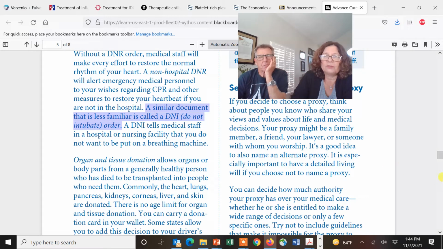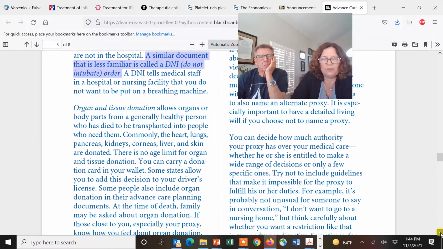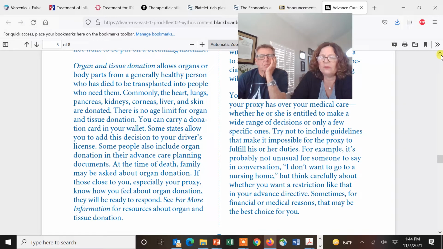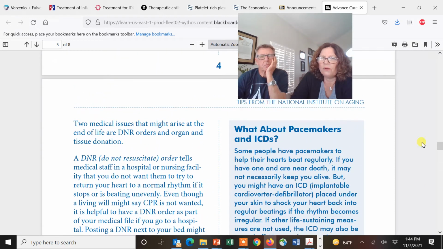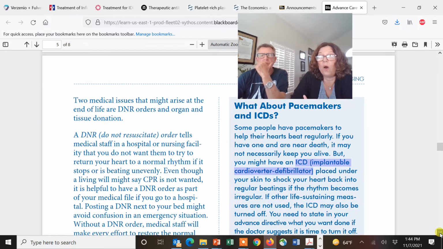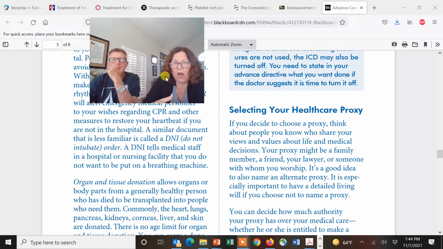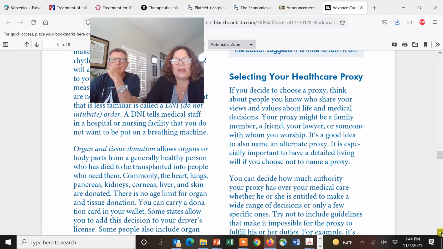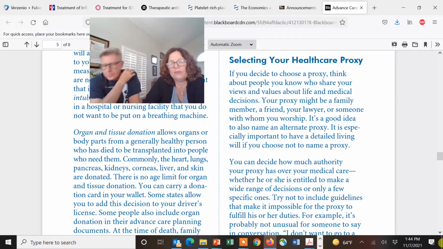You might have a document that talks about whether or not you want to be an organ or tissue donor. That's done in California through the DMV. You designate yourself as an organ donor on your driver's license. There are a few other things you have to think about. If you have a pacemaker, or an ICD, which is an implantable cardioverter defibrillator, my uncle has one, and you want at the end of your life to have this thing turned off so that your heart doesn't keep getting restarted by this machine that you have implanted, then you need to put that into writing in your living will or your durable power of attorney for healthcare.